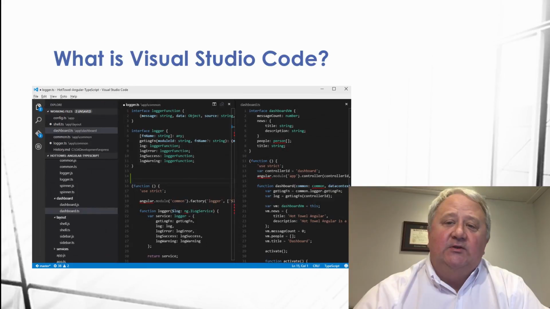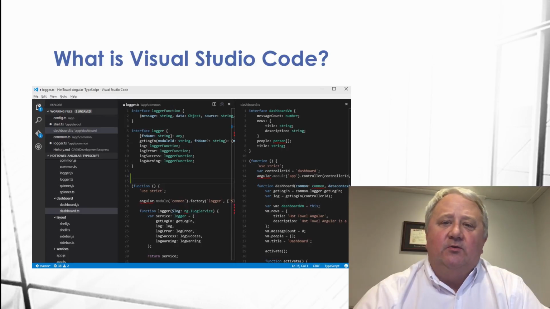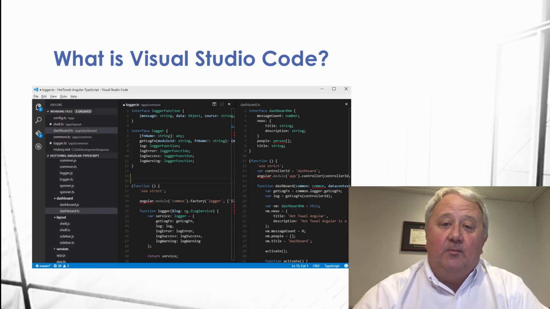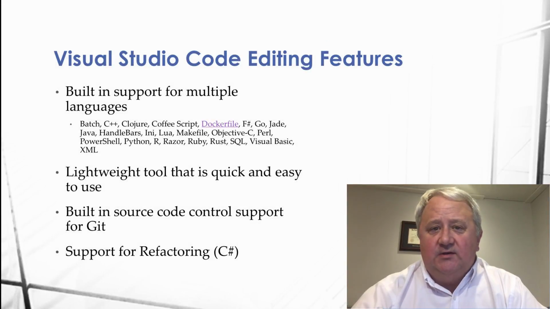The following is a screenshot of the Visual Studio Code editor. As you'll notice from the image, it's much more structured like a traditional code editor and not a heavyweight IDE such as Visual Studio. In a later lesson, I'll show you how the basic editing features of the program work. Visual Studio Code is first and foremost a code editor. It has built-in support for many different languages and file types.